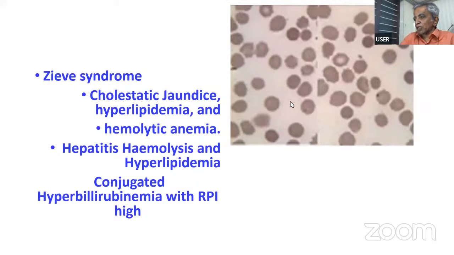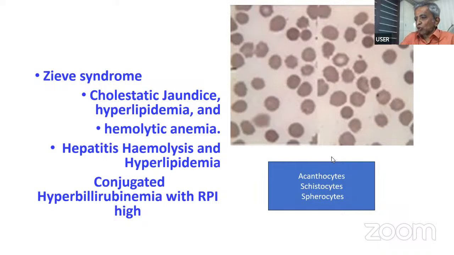So this is a picture showing spherocytes and acanthocytes in Zieve syndrome. You can have acanthocytes, spherocytes, and also schistocytes. All three can occur, which can lead to hemolysis. So Zieve syndrome is alcoholic hepatitis, cholestatic jaundice, hyperlipidemia which can be transient, and hemolytic anemia due to acanthocytes, schistocytes and spherocytes. It alters the membrane and therefore produces havoc.